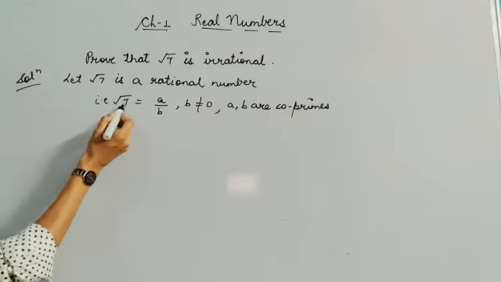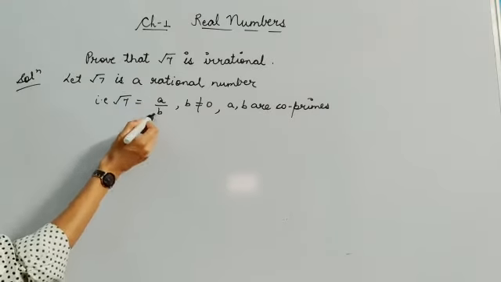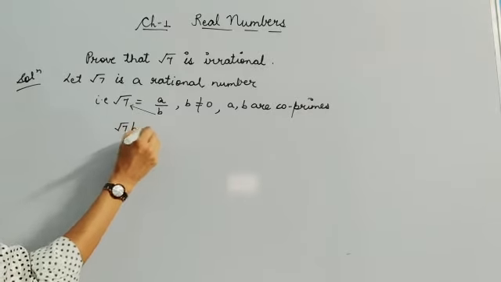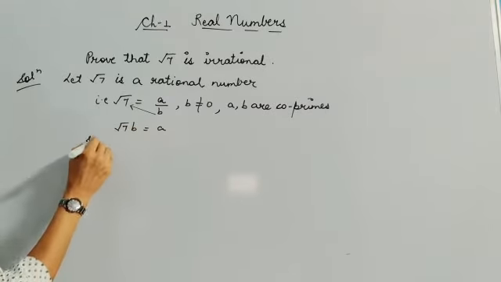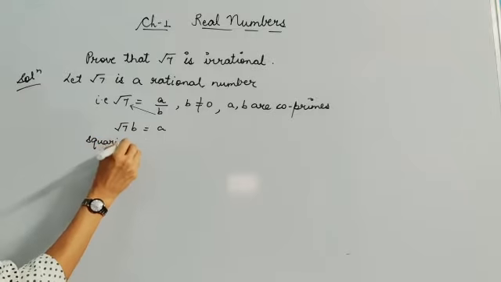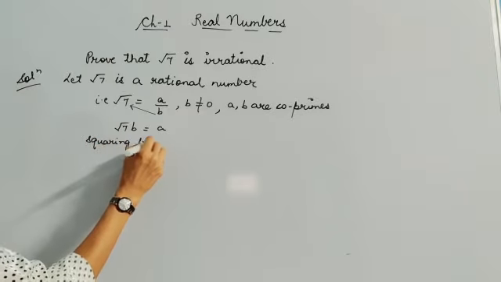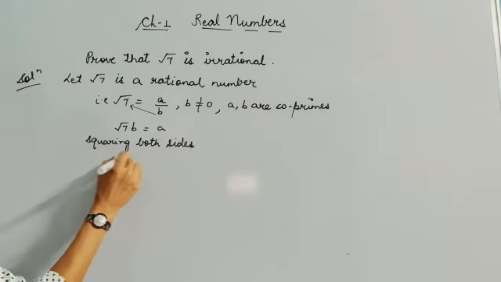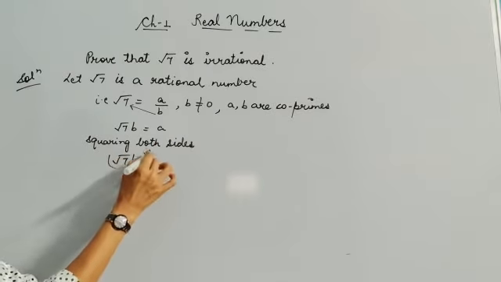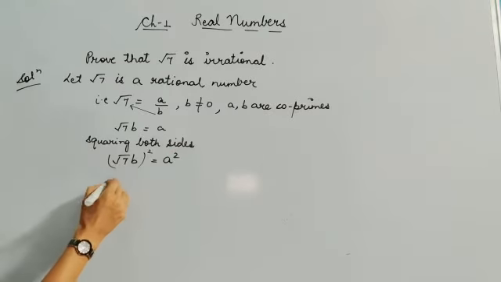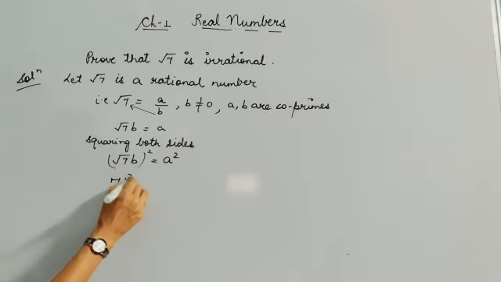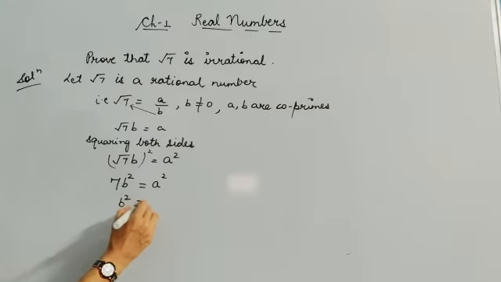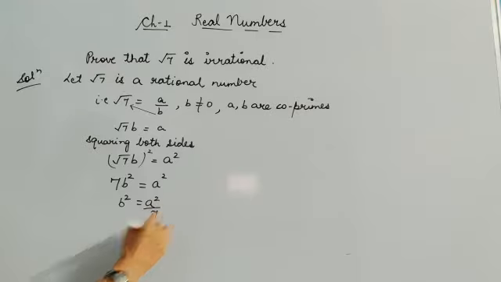So here I am getting root 7 equal to a by b. Now let's cross multiply it. So I will get root 7 b equal to a. Now squaring both the sides, I will get root 7 b whole square equal to a square, which can be written as 7 b square equal to a square, and I can write it as b square equal to a square by 7.